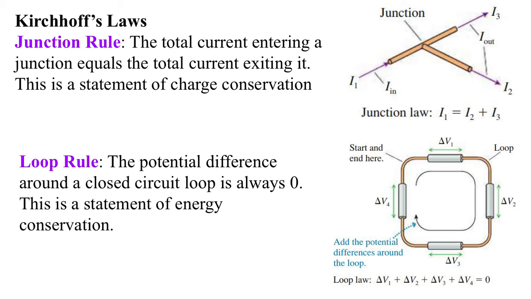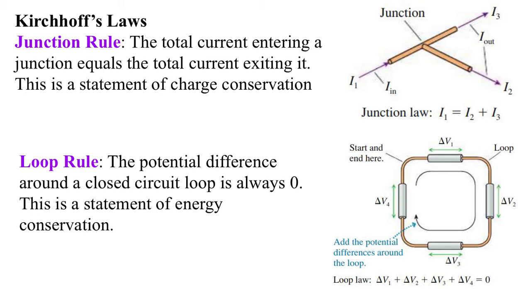Basic circuit analysis revolves around two things called Kirchhoff's laws, one of which we've already run into called the junction rule, that the total current entering a junction equals the total current exiting it, which is basically a statement of charge conservation. If we have current coming in this way, every coulomb of charge that enters here has to leave either this way or this way. There can't be any building up or depletion at this point, and so the total rate at which they leave has to equal the total rate at which they enter, and vice versa.